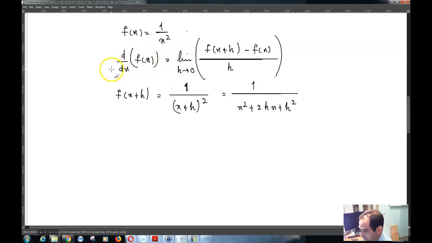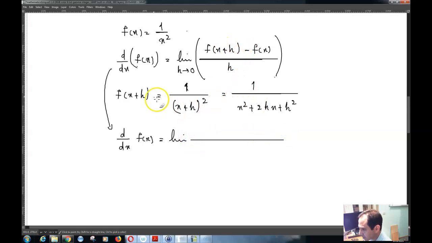So now to calculate this part, you can write d by dx of f of x is equal to the limit of f of x plus h, which is basically this value over here, 1 over x squared plus 2hx plus h squared, minus f of x, which is minus 1 over x squared, over h as h tends to 0.